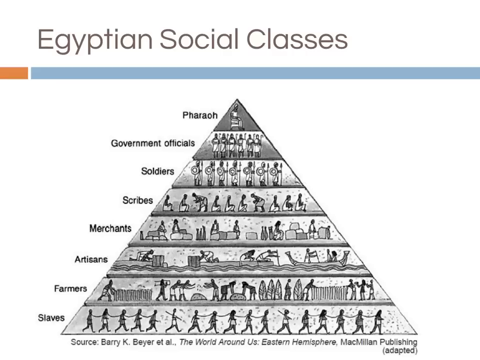So again, you don't really need to write these down, but note at the top we have a pharaoh who's a god king. We have government officials and scribes as being kind of more prestigious positions. Just like in Mesopotamia, we have merchants and artisans in the middle, and then common people, farmers, and then slaves at the bottom.